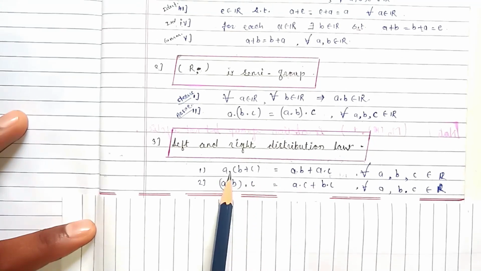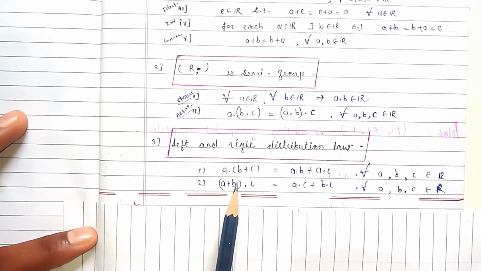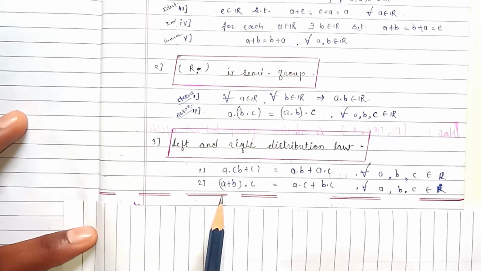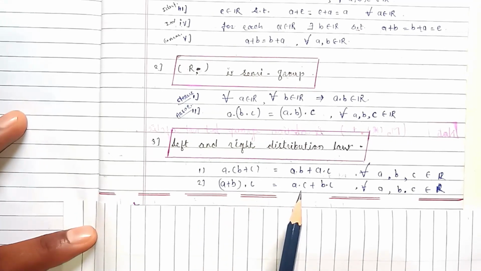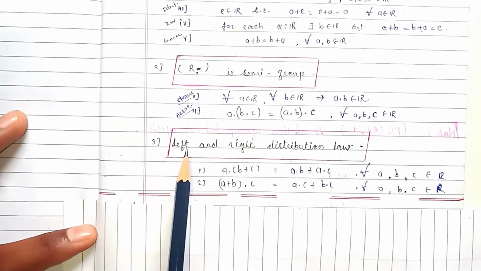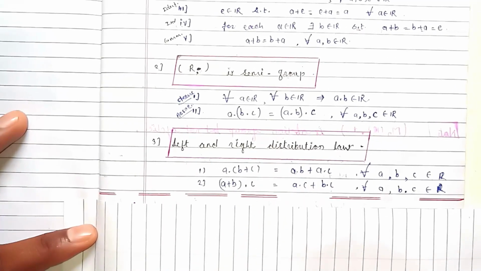So this one is the first property and this one is the second property. Make the bracket for the first two elements, add them, and multiply by the third element. So (a plus b) dot c is equal to a dot c plus b dot c. So it is the third property here, the left and right distribution law.